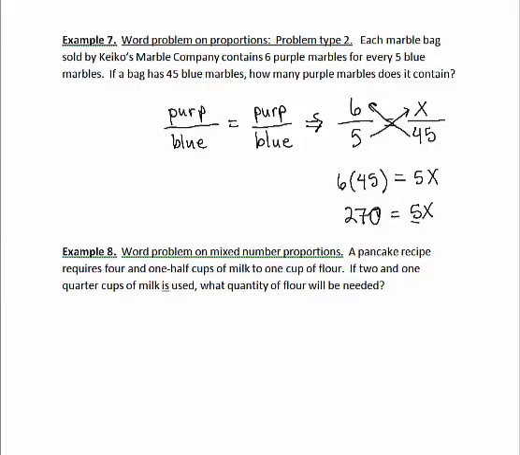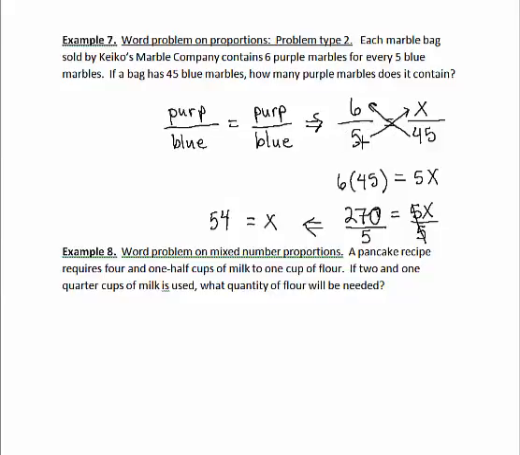And to finally get x by itself, we divide by 5. The 5's would cancel. And on the right, we would have x by itself, and 270 divided by 5 would give us 54.